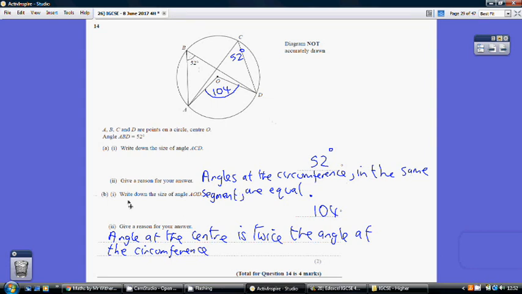Now for part B, write down the size of angle AOD. Well, this again is another one of the basic circle theorems, that the angle at the centre is twice the angle at the circumference. So the answer is 2 lots of 52, which is 104, and the reason is the angle at the centre is twice the angle at the circumference.